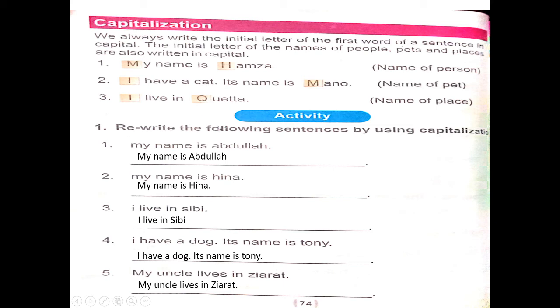Activity: rewrite the following sentences by using capitalization. My name is Abdullah. Abdullah is the name of a person, so A should be capital. My name is Hina. I live in Sibbi. Sibbi is the name of a place, so S should be capital. I have a dog. Its name is Tony. My uncle lives in Ziyarat.